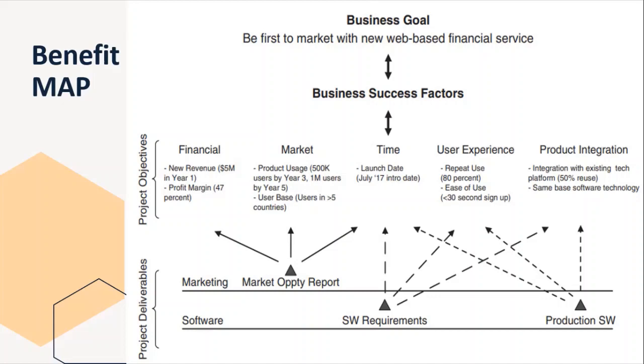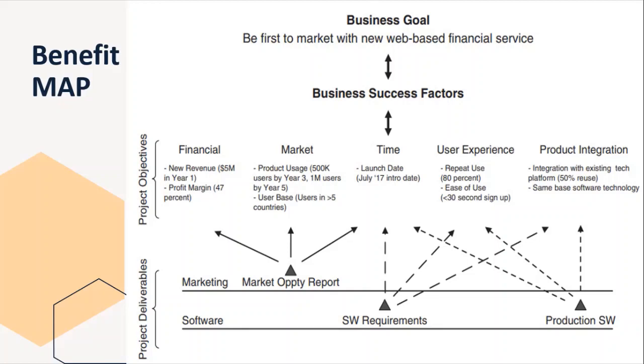In those objectives, there are financial objectives, market objectives, time objectives, then user experience, then product integration objectives. For the financial objective, that is new revenue of $5 million in 1 year and a profit margin of 47%. What is the market objective here? The product usage: 500,000 users in 3 years and 1 million users in the next 5 years. And about time, what is the launching date of this project? That is the 17th of July, the production and launching date. Then for user experience, 80% repeat usage and less than 30 seconds sign up, ease of use.